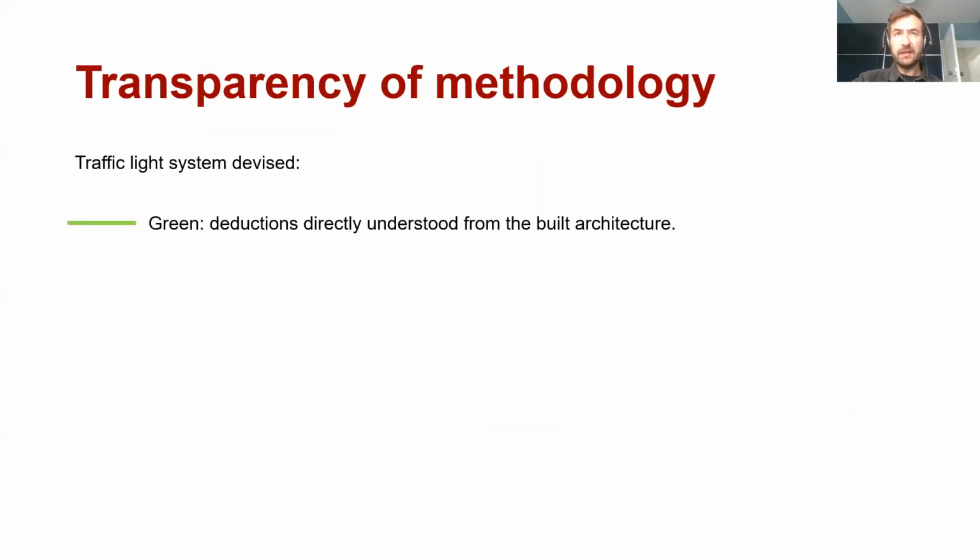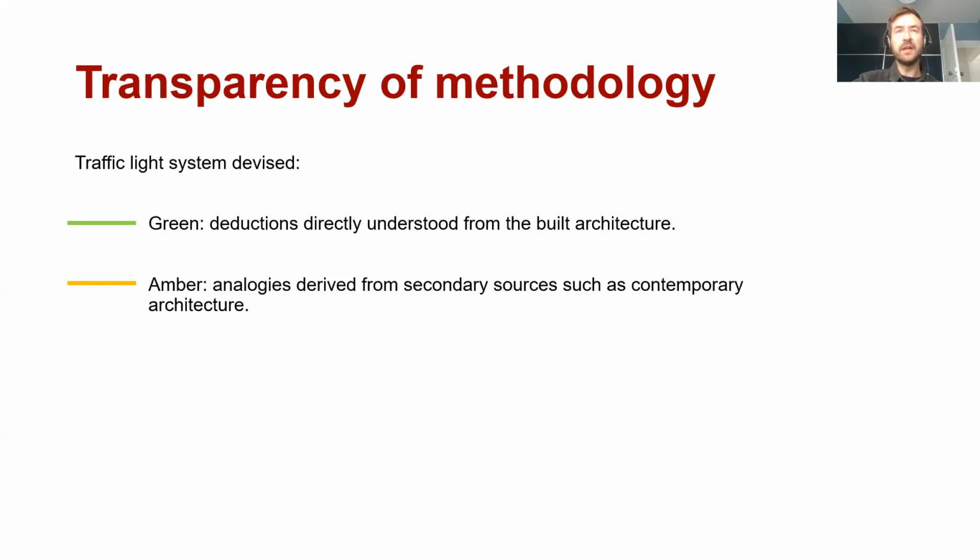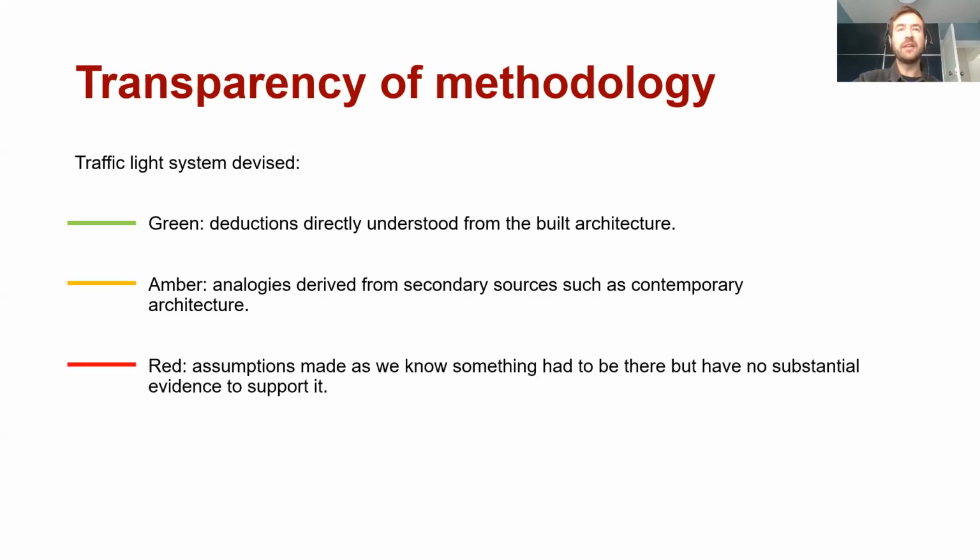Hopefully this will become clear over the coming slides, but just to set the scene, if we draw a rib in green, that means we've deduced directly from the built architecture. If we use amber, it's an analogy derived from secondary sources, such as contemporary designs. And if we draw a rib in red, it means we've made an assumption that we know something had to be in place, but we can't substantiate it in a different way. So green, most confidence, red, least confidence.